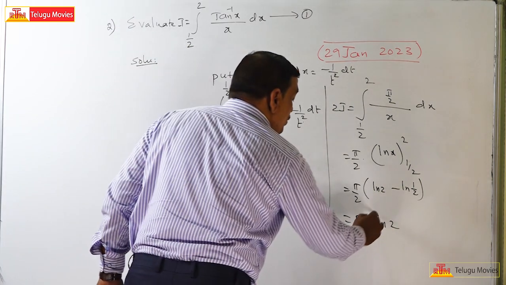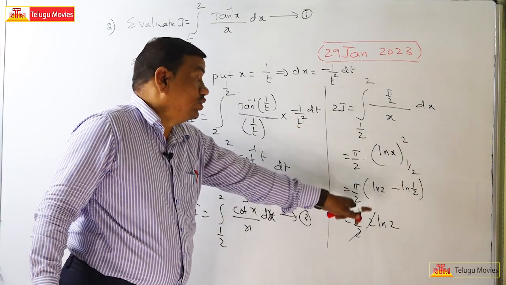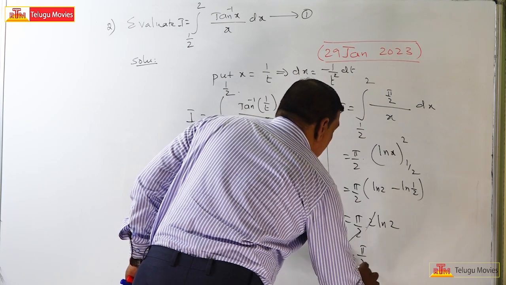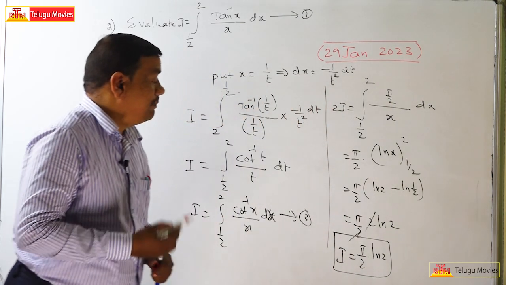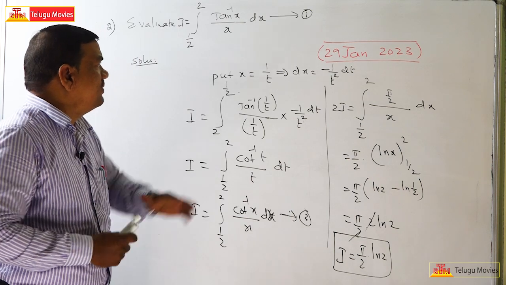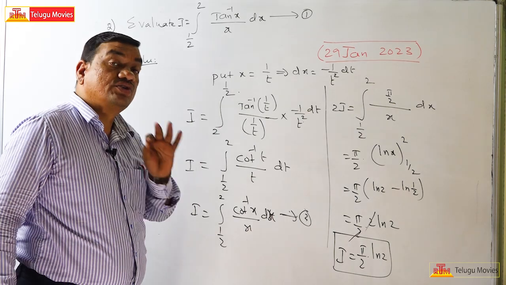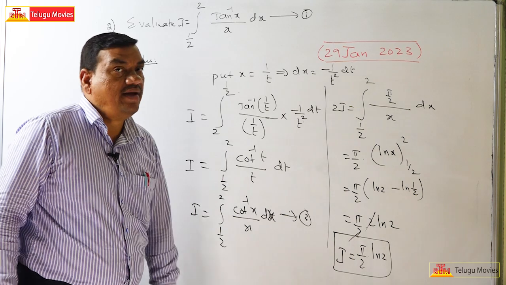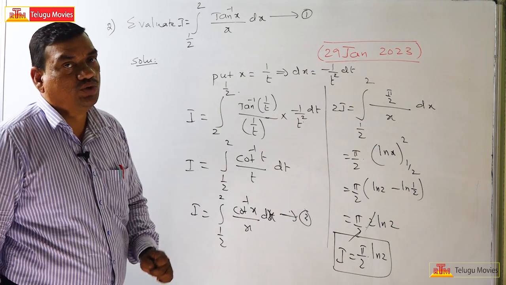Now here the 2 will get cancelled, but don't forget that this is the 2I value, but we want the I value only. So the I value is given as pi by 2 into ln 2. I hope that was a very easy problem. The whole problem lies in taking x is equal to 1 by t. If you start with this substitution, the solution will be very easy. I hope that you understand this solution. Let us move to the next problem.